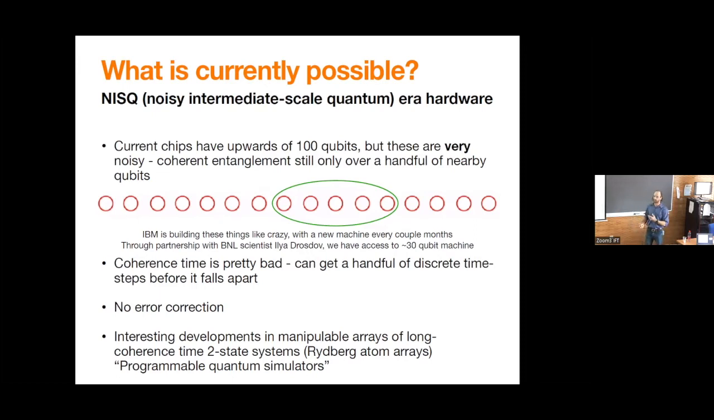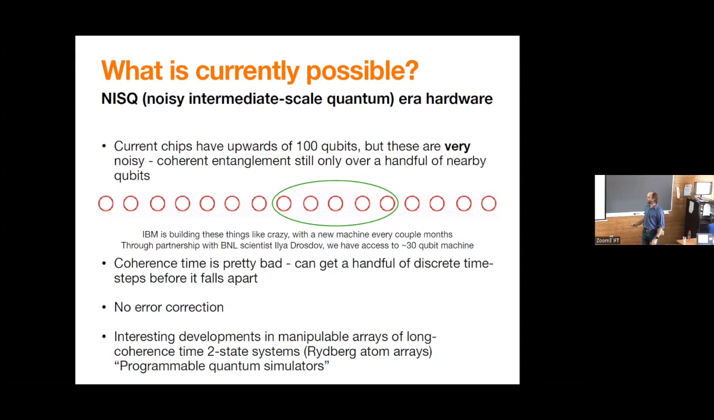But this is going to improve over time. These systems don't have any error correction, and so you can't expect that the Hamiltonian that you're trying to implement is going to be exactly what the system ends up doing, from input to output. I'll say a couple of words at the end.